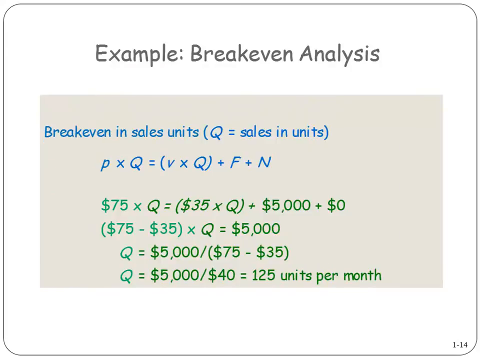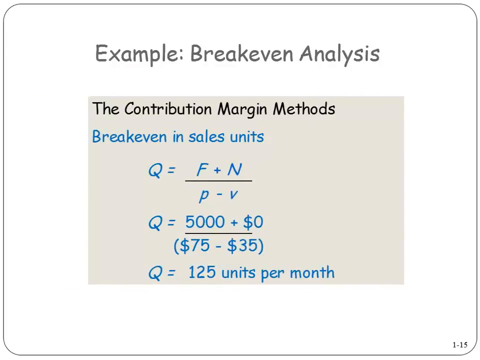We can do it a different way. This is called the contribution margin method. The number of units is equal to your fixed cost plus 0 profit, because this is break-even, over your price minus variable costs. Same answer.